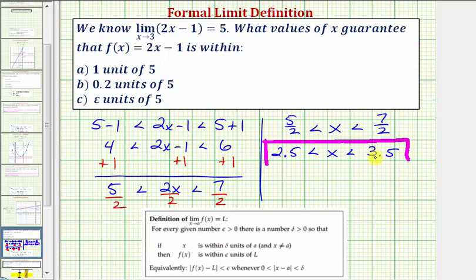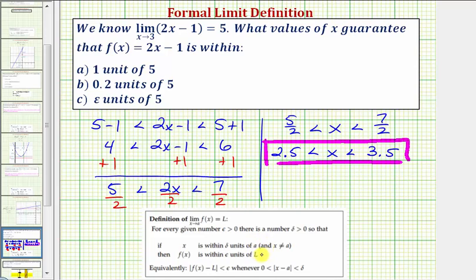So these are the values of x that would guarantee f of x is within 1 unit of 5. Before we look at this graphically though, let's look at the formal definition of a limit. The limit as x approaches a of f of x equals L. For every given epsilon greater than 0, there is a number delta greater than 0, so that if x is within delta units of a, where a is the value we're approaching, and x doesn't equal a, then f of x is within epsilon units of L.